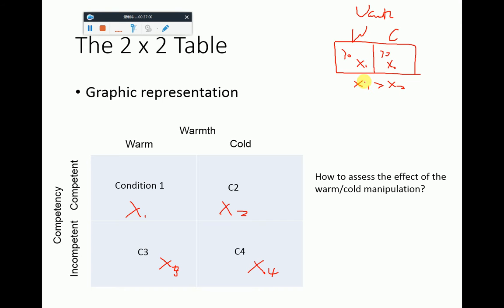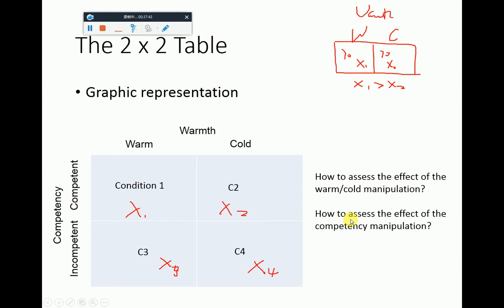And if this is the case, then we'll say that the warm-cold manipulation is working, right? It produces an effect, so to speak, on the target person's perceived friendliness. Okay, so if this is our way of comparing mean scores in a one-factor experiment, then what do we do with the 4 scores here? How do we know, given this design, that the warm-cold manipulation is working? Right? How do we assess the effect of this manipulation?